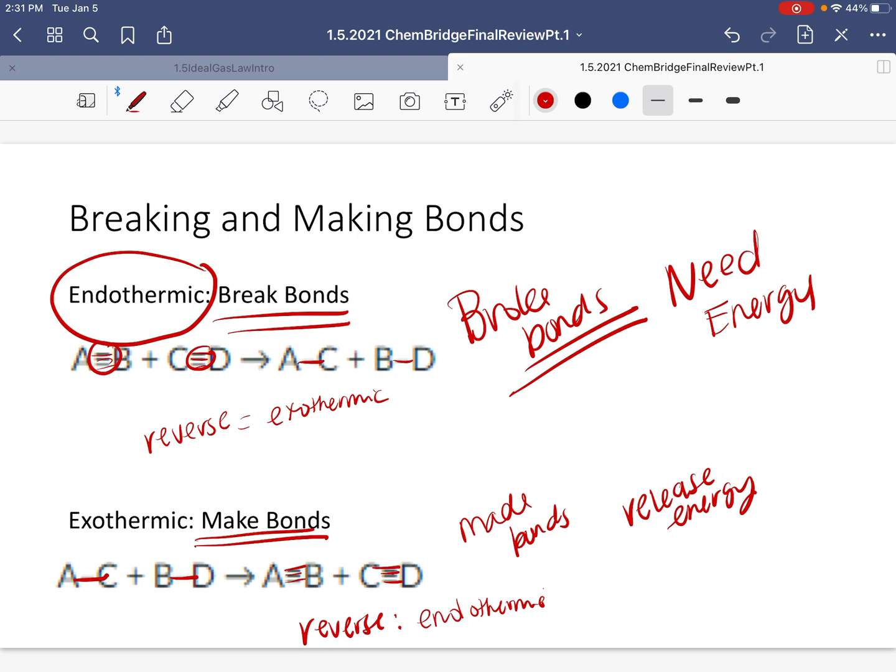Hopefully this helps, guys. These are the easier type of questions you see on the final. I will get you a correction on the writing of the nomenclature. But again, guys, these you should get right.